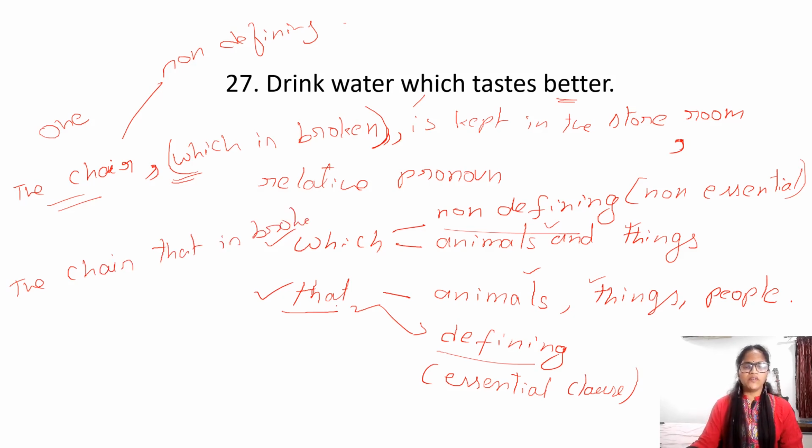Hope you understood the difference between non-defining and defining clause, and when to use which and when to use that. Clear? Now coming back to our sentence, "Drink water which tastes better." Now we don't have a comma, so the sentence is a defining or essential clause, right? So in defining clauses we use the relative pronoun that, not which. "Drink water that tastes better" is the correct answer.